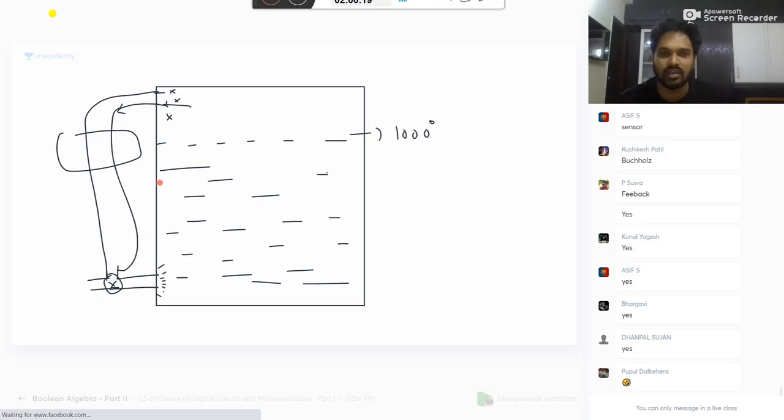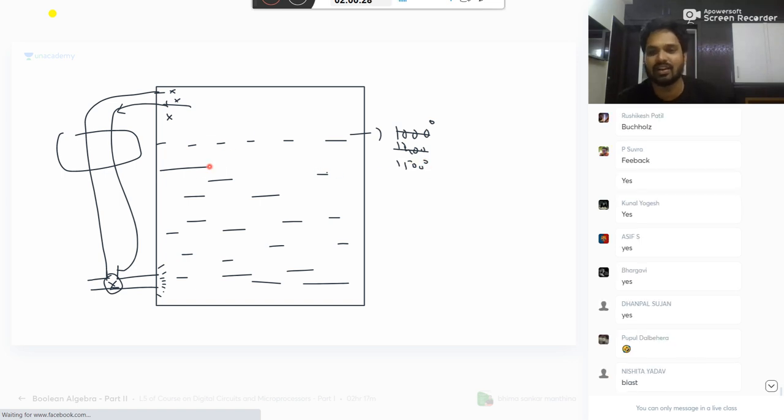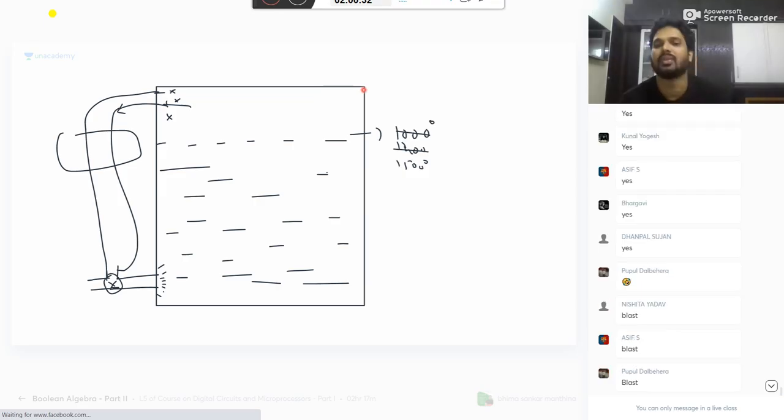So this fellow is heating. 1,000 has become 1,200. 1,200 has become 1,500. Will it catch fire now? Yes, once 1,500 is reached, then it may burst or it may collapse your entire system also.